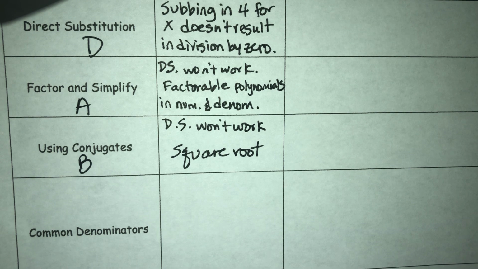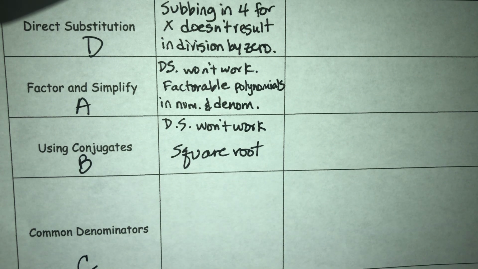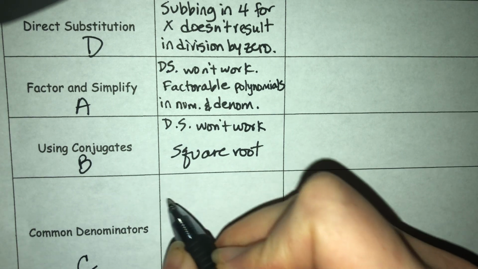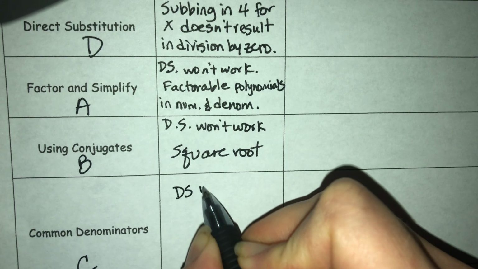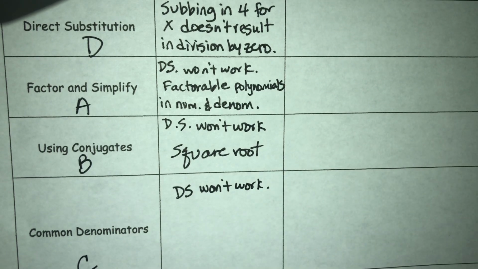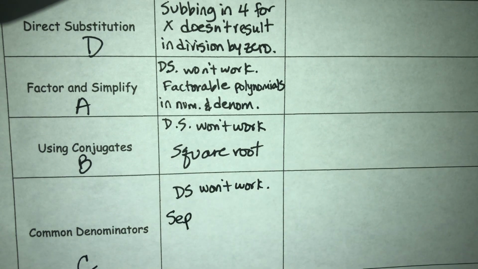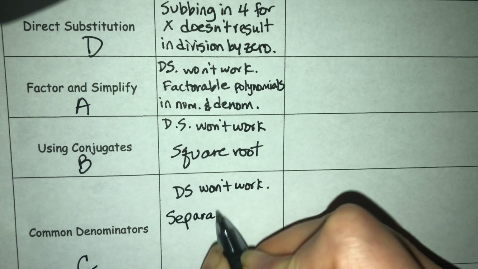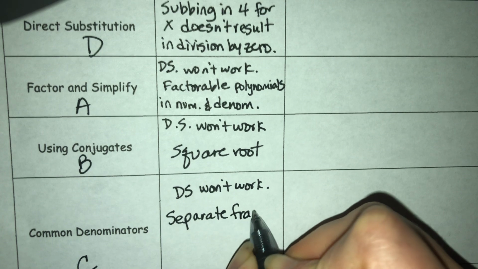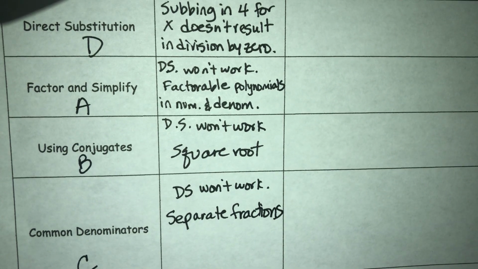Okay, common denominators, C, because of the process of elimination. No, that's not a good answer. Direct substitution won't work. But we do have separate fractions. So putting those together is our best bet.